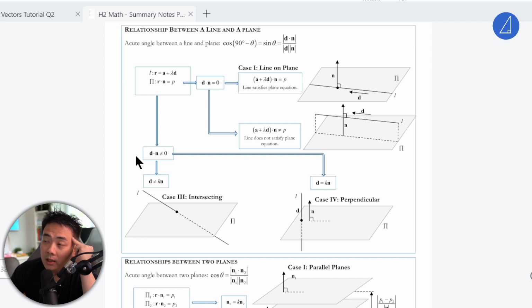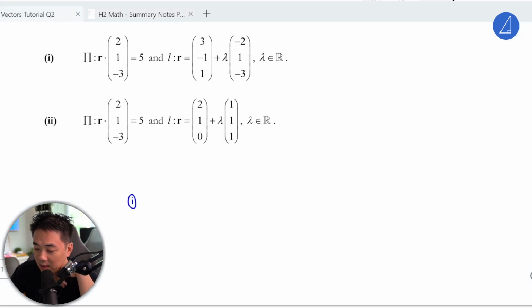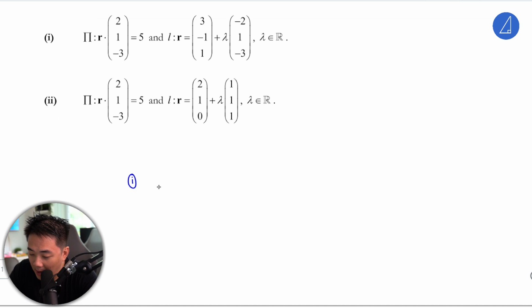If d dot n is not equal to 0, this is very counterintuitive, because in itself the normal is already perpendicular to the plane. So if d and n are parallel to each other, the line and the plane are perpendicular to each other. If d dot n is 0, they are perpendicular, meaning the line and the plane are parallel to each other. So for part 1, I will just evaluate n dot d.